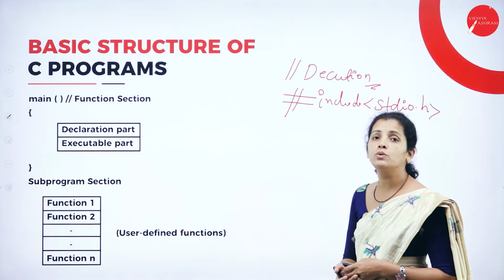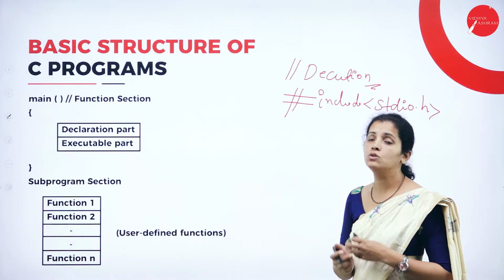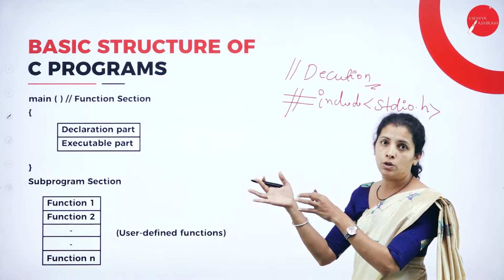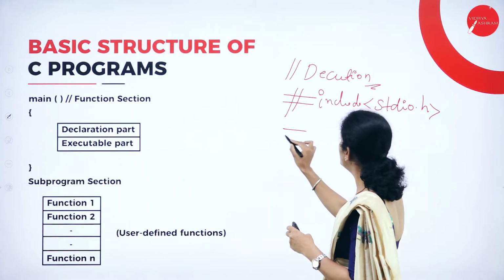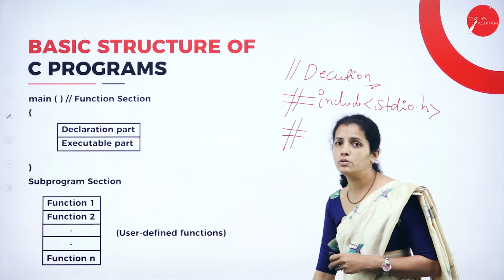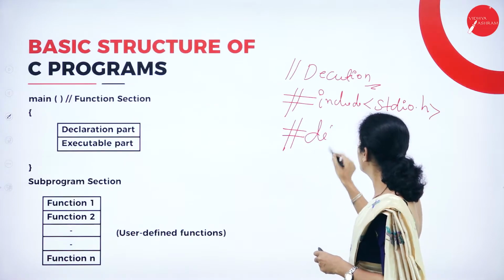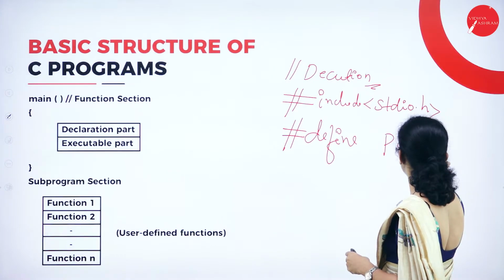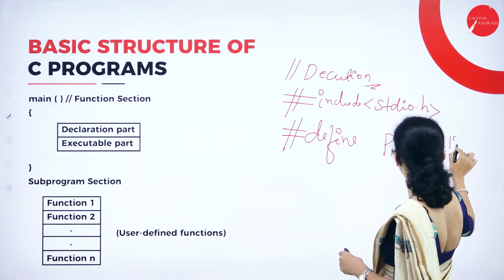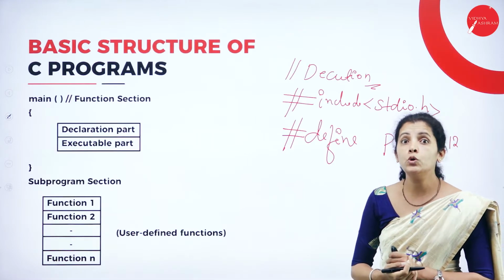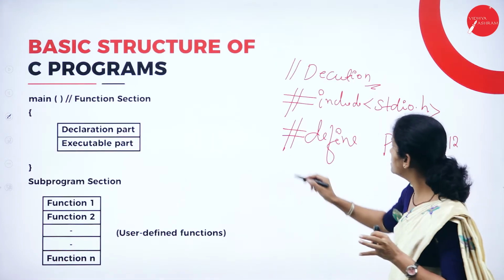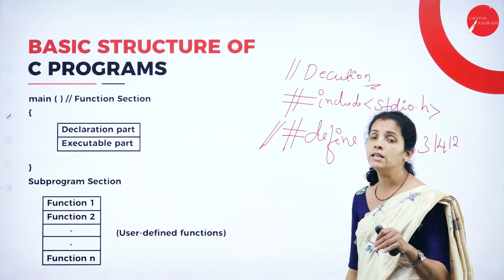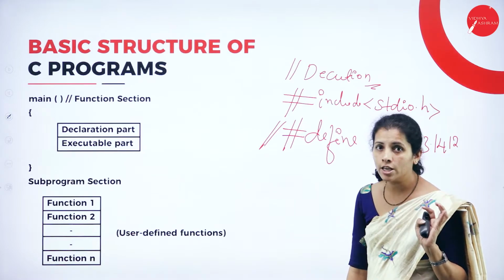After that, I'm going to have the definition section. Here I write #define pi 3.1412. There are certain times when I want to use a symbolic constant, and this is an example of a symbolic constant, which I write in my definition section.